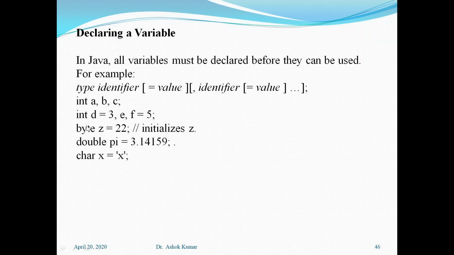Similarly, a byte type variable is being initialized in the next line. So there is a variable z, and we are assigning a value of this type. And in the next line, we are initializing a double type variable pi with this value. And the next line is initializing variable x with the character literal x.